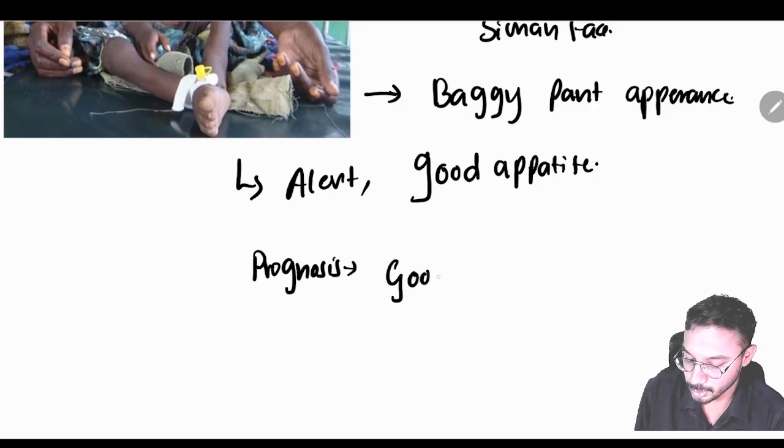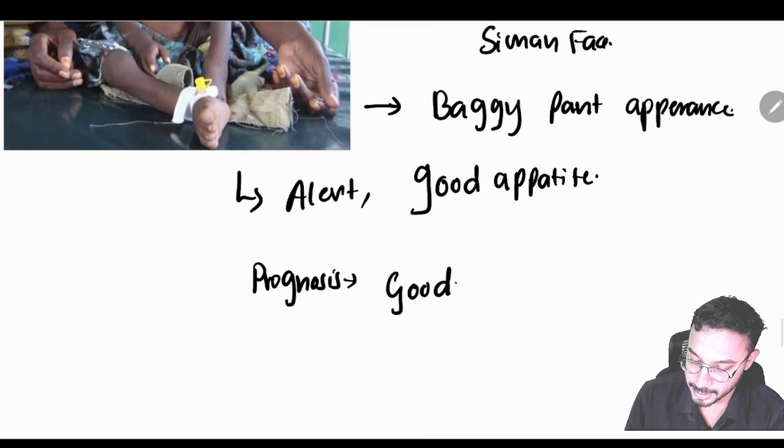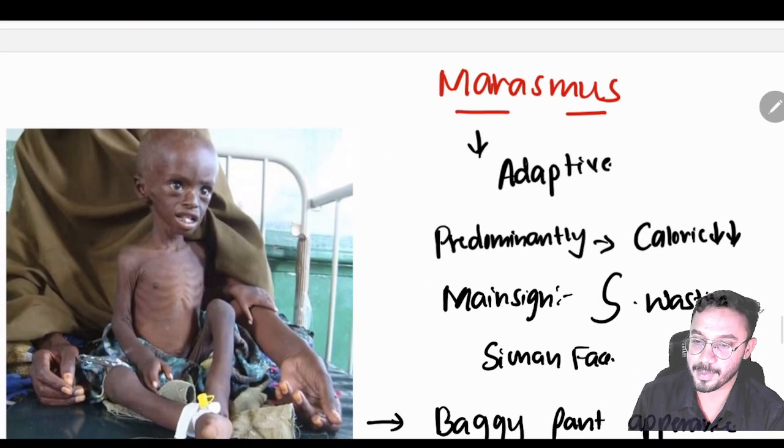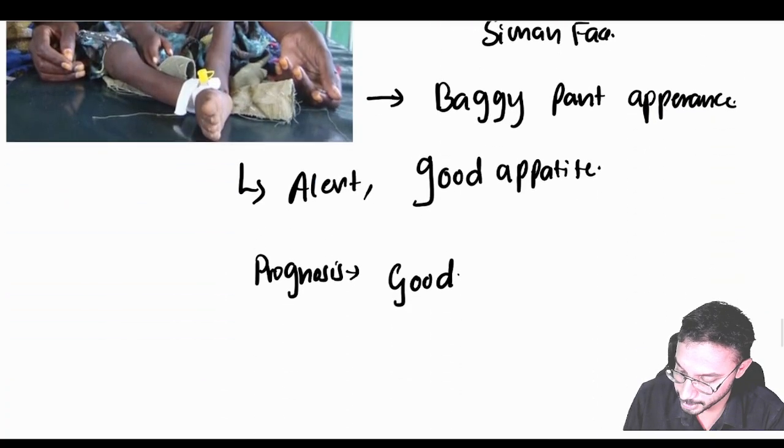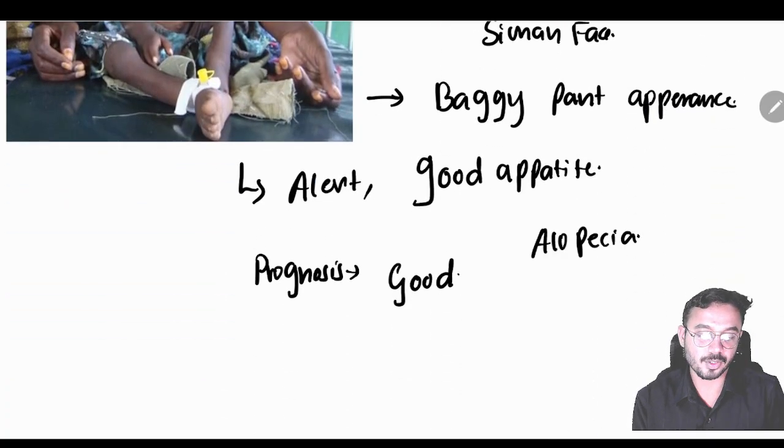So what about hair? Hair is completely absent in this child or very, very less. So that's why alopecia is also present. Hair loss will occur in this child. So this is about the differences between marasmus and kwashiorkor, very, very important.